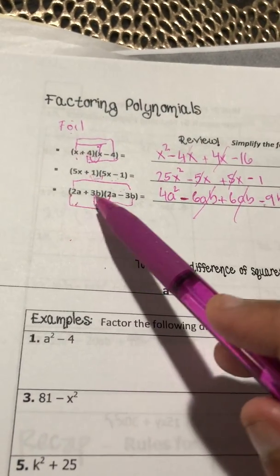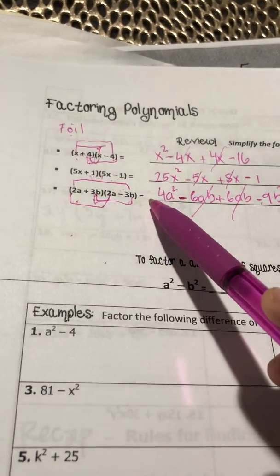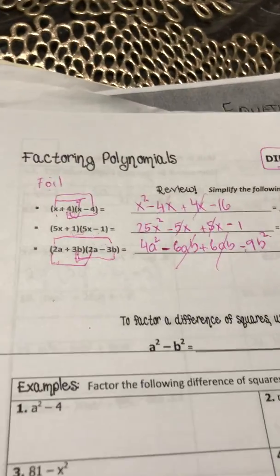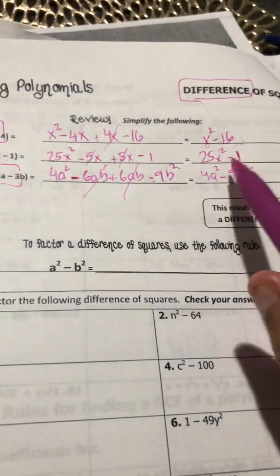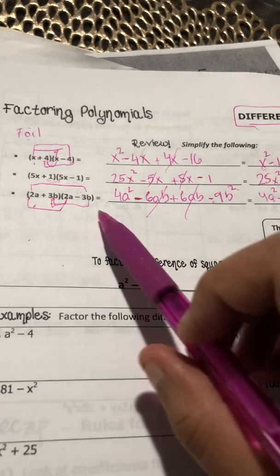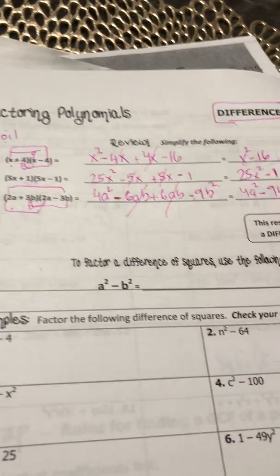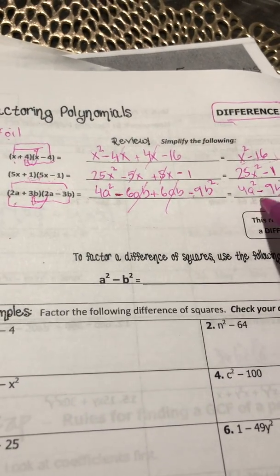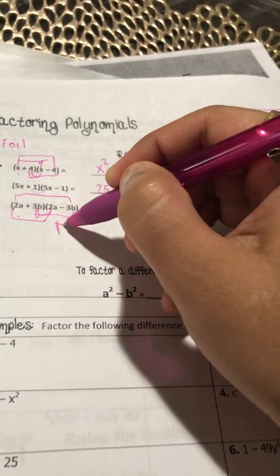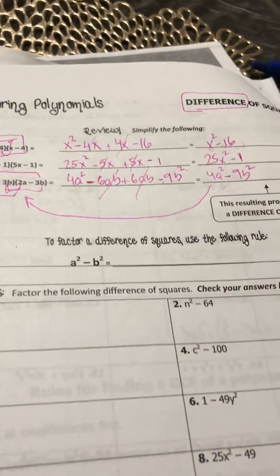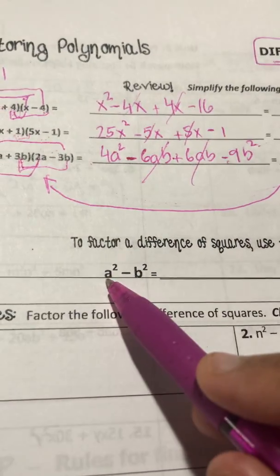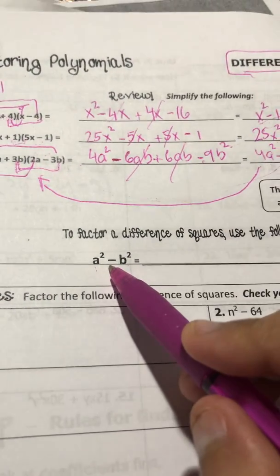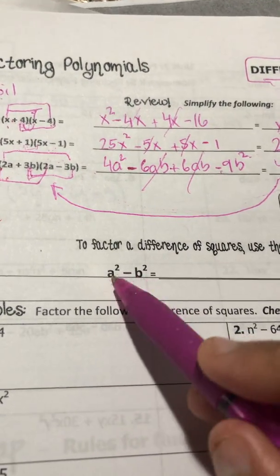If you have both terms the same in the binomials with just the plus and the minus difference, then you can end up with this. This is called the factor of difference of squares. We use this rule to factor. We're going to do the backward, opposite way: from this binomial, we end up with the factored form. This is a square, this is a square, and there is a different sign. That's why they're called difference of two squares.